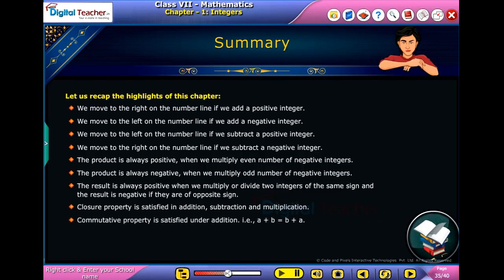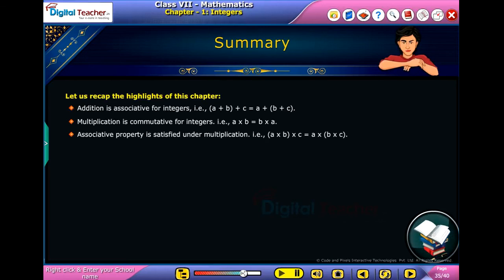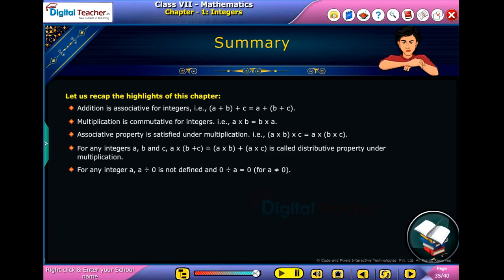Commutative property is satisfied under addition. That is, a plus b is equal to b plus a. That is, a into b is equal to 0, for a not equal to 0. For any integer a by 1 is equal to a.